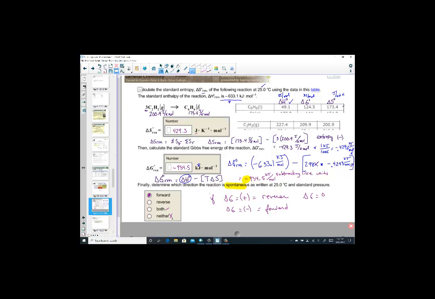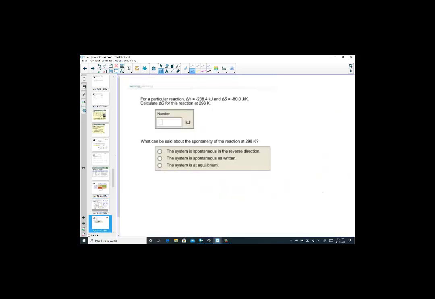Shall we try another? For this reaction, we're given a value of delta H, we're given a value of delta S, and we'd like to know the value of delta G. Why don't you pause the video and work this problem ahead of me? Turn the video back on when you're ready to check your answer.